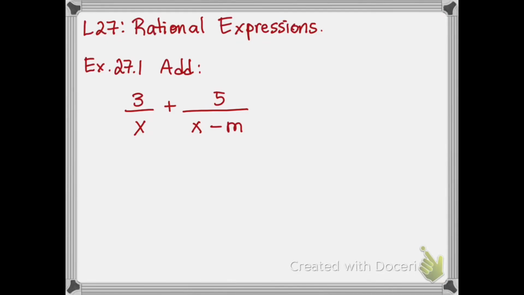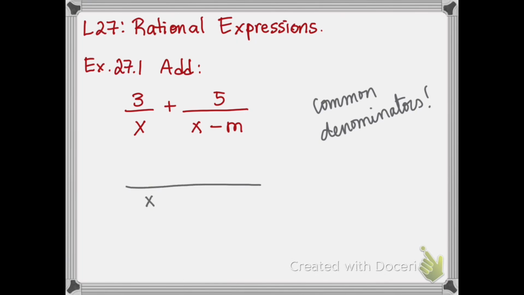Lesson 27, Rational Expressions. Remember that a rational expression is an expression that has fractions with letters in the denominator. Just like with any other fraction, when we're adding or subtracting, we need common denominators. So what we have to do is look for the LCM, or the least common multiple. In this case, since x and x minus 1 don't have anything in common, the LCM is just multiplying each other. So the common denominator that I want is this one that I wrote, x times x minus 1.